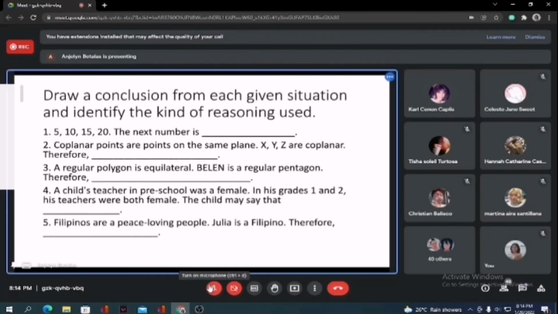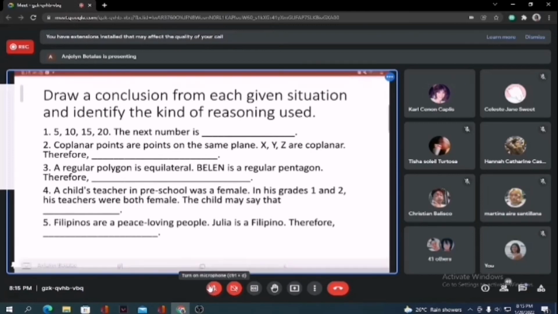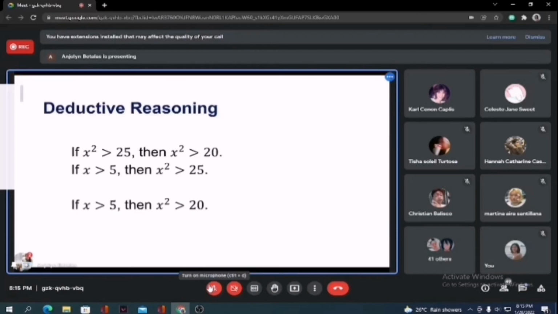It is deductive because Filipinos are peace-loving people is a general statement. It might not be a fact, but it is a statement that generalizes. Then the example: Julia is a Filipino, so therefore, Julia is a peace-loving person. This is a good example of deductive reasoning.